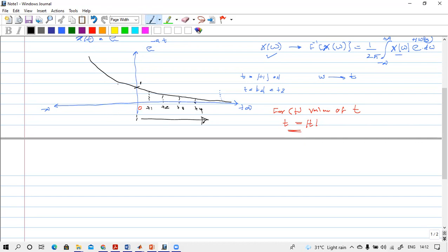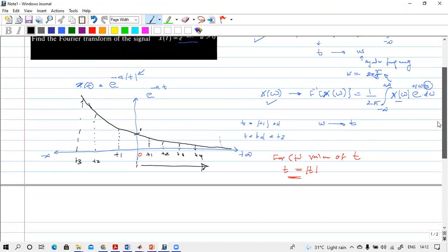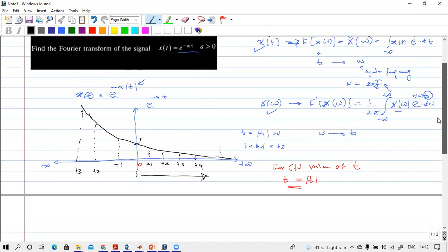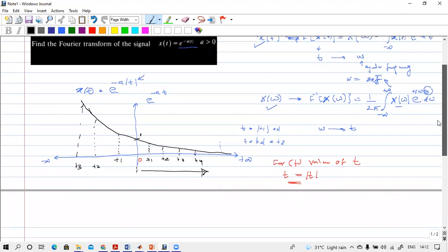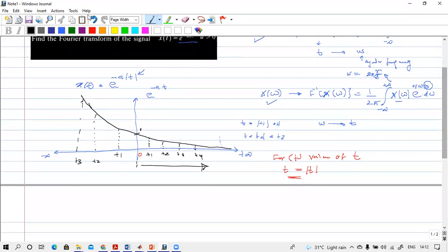Let's consider the minus side. Let's take, this is +1, this is +2, +3, like that. So what about the minus side value? Can anyone think of it? How does it look like? Can anyone imagine? Okay, so we will see what happened to the minus side.